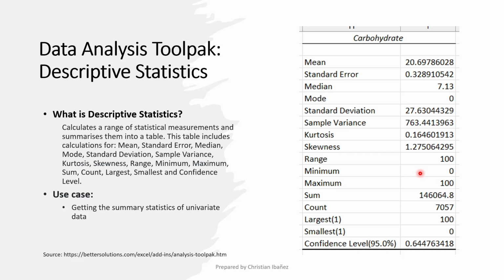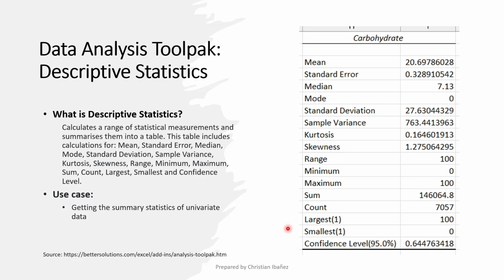So it's really helpful. For example, if we want to get the summary statistics for our univariate data, if we know that summary statistics, we can already have a feel of what the mean is, basically the distribution, what the maximum and minimum values are, what the sum is, what the count is. So all of those metrics are basically calculated by this tool in Data Analysis ToolPak, which is really helpful.